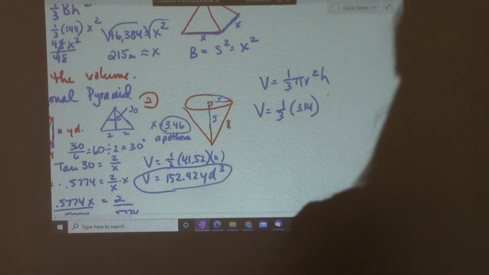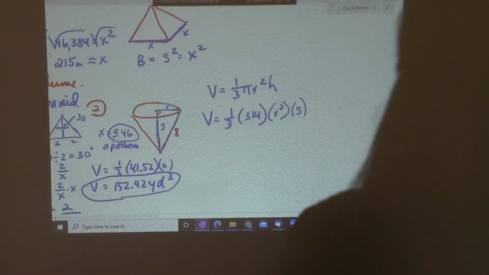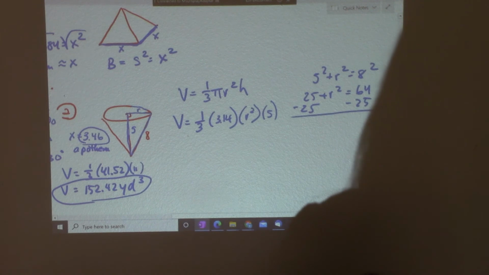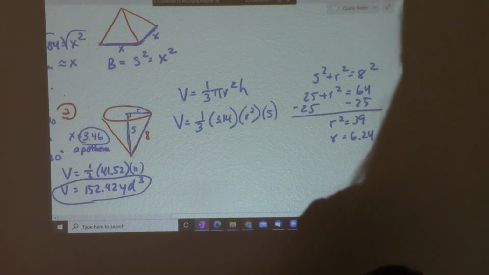All right, so I don't know the radius, and I do know the height, 5. How am I going to find that radius? I need the radius. Well, I have a right triangle here. So let's work that out. I have 5 squared plus r squared equals 8 squared. So that's 25 plus r squared equals 64. And I get 39 is r squared, and that means r is 6.24.